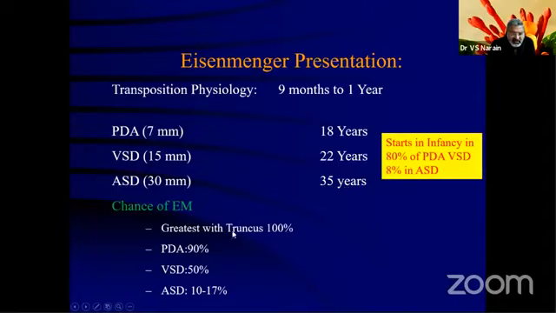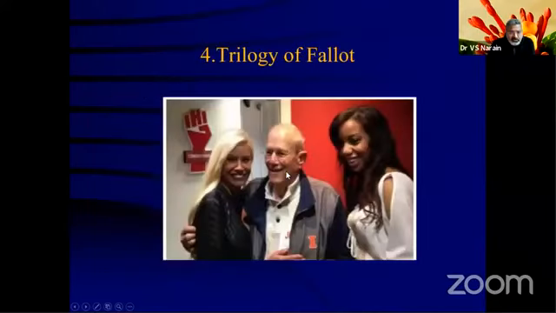And if you have a truncus type 1 and 2, then 100% of them will go into Eisenmenger because it is a large shunt. Then large PDAs have a 90% chance of going into Eisenmenger. VSD is less, about 50%, and ASD the least, 10 to 20%. So these are the figures that you want to remember and should quote.